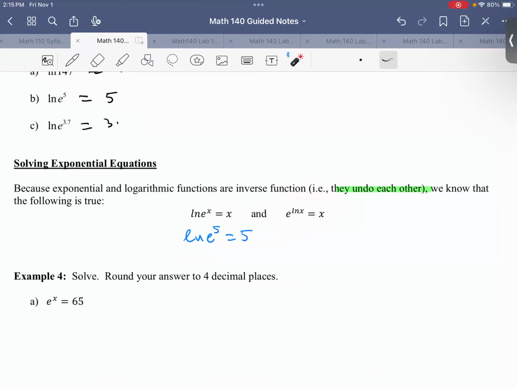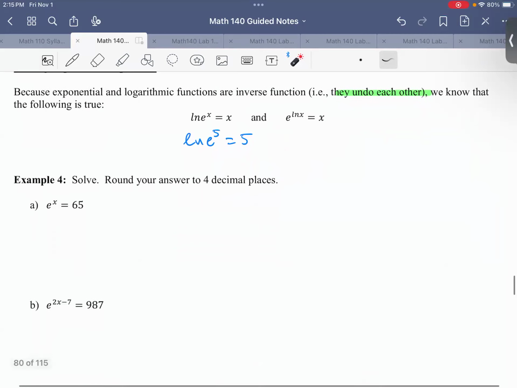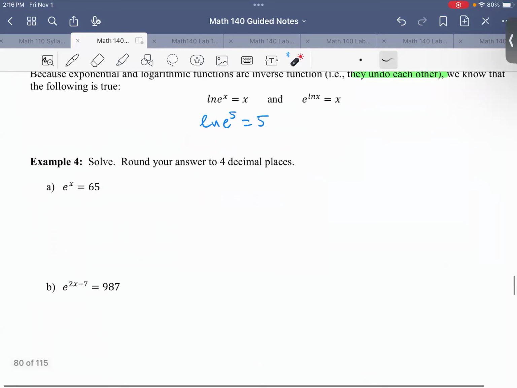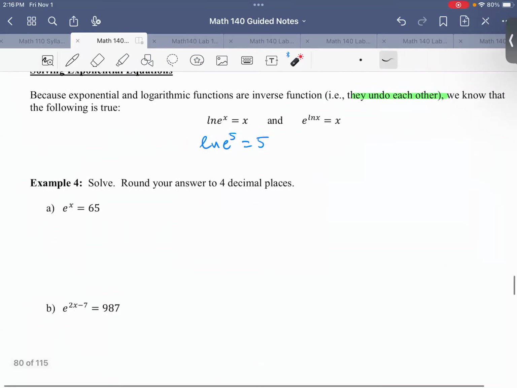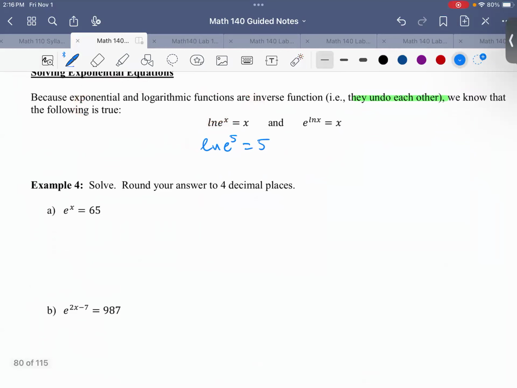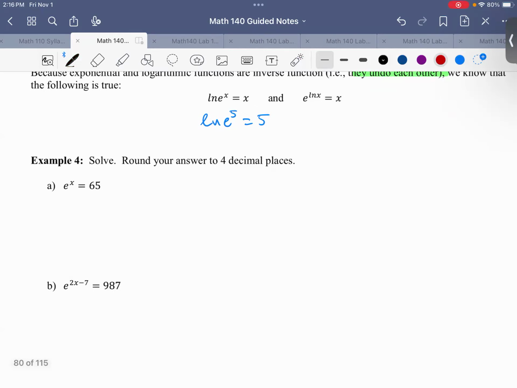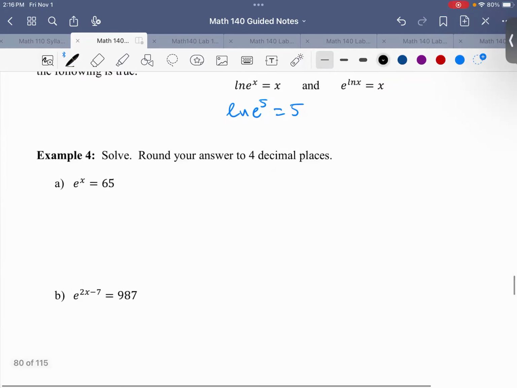So we're going to use these to be able to solve for these exponential functions. Okay, so we have e to the x equals 65. So what I would need to do here, we know that logs and exponentials undo each other. So I'm going to take the natural log of both sides. That's typically the route with these examples. So let me rewrite our question here. e to the x equals 65. I'm going to take the natural log of both sides.